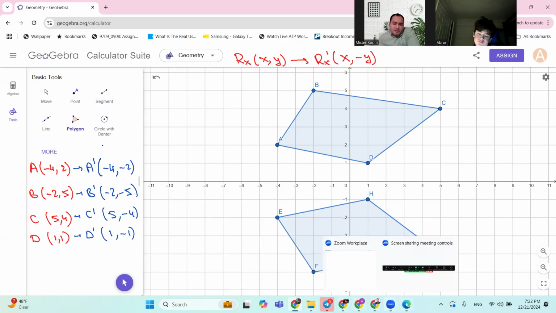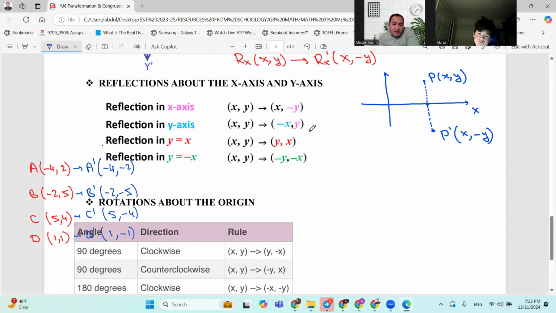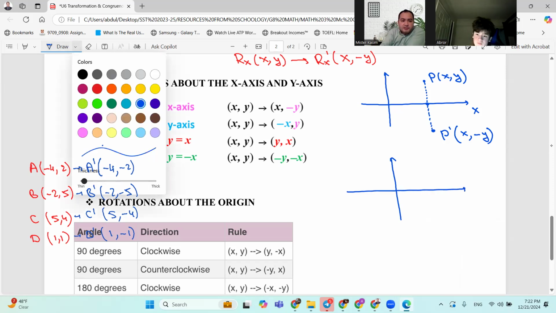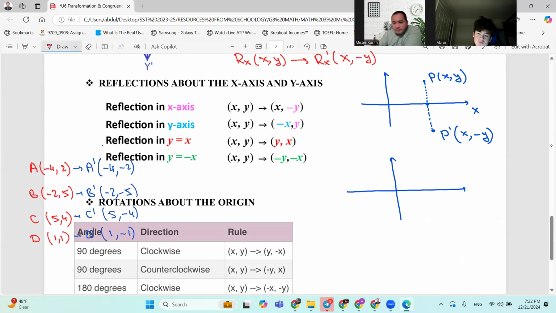You remember that? Reflection about the y-axis, (x, y) becomes (-x, y). Why? Because here, again, if this one is our coordinate system, right? Suppose that we are given a point, let me change the color here. So suppose it's a point, let's say again it's point P.